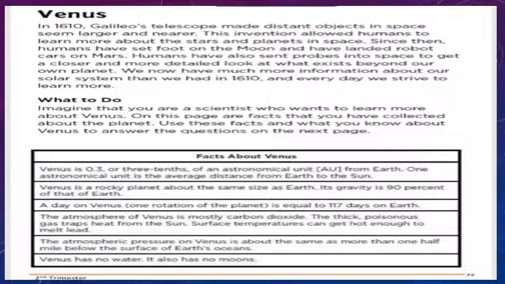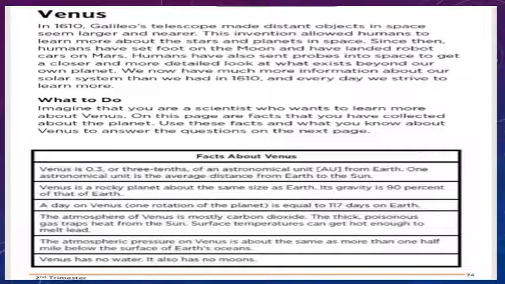The atmosphere of Venus is mostly carbon dioxide, and this is what causes Venus to be the hottest planet among all of the other planets. The surface temperature can get hot enough to melt lead, so it can actually melt some of the metals of Earth. The atmospheric pressure on Venus is about the same as more than 1/2 mile below the surface of Earth's ocean.